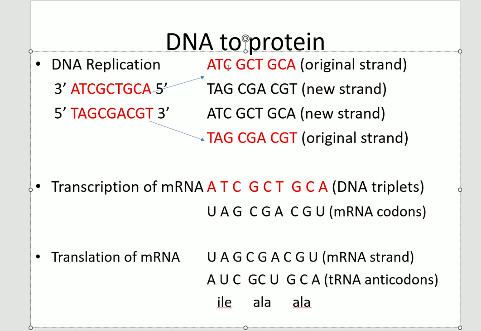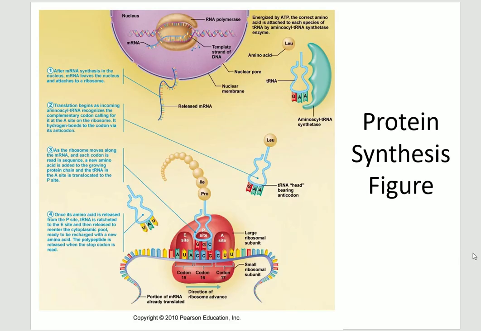Be able to do replication, be able to transcribe to mRNA, and then RNA to RNA is not going to be bad because you already know that the uracil replaced the thymine. I won't make you learn the amino acids. Okay. Here's what that looks like.